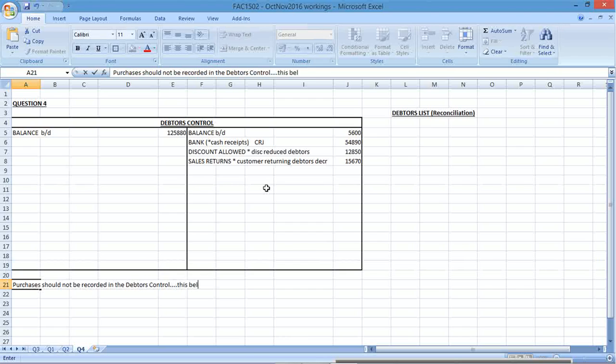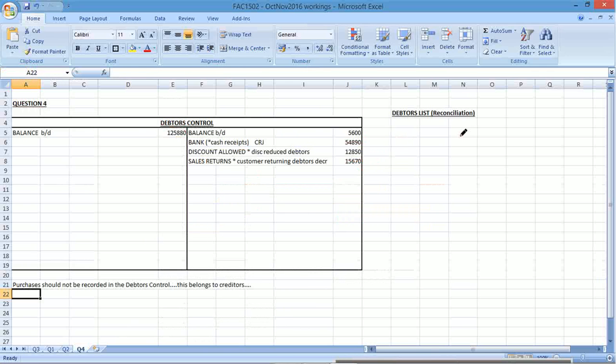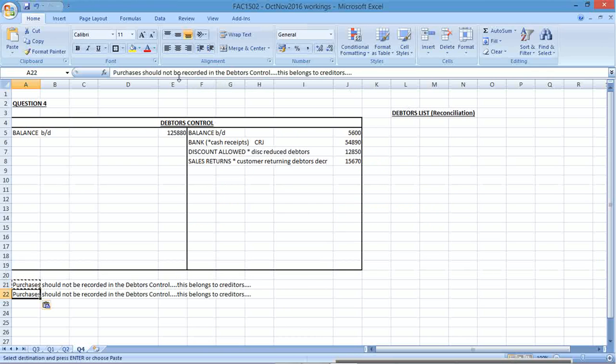This belongs to creditors. Whether they marked it or not, I don't know. But I'm not going to put this. That's wrong completely. Same thing here. Purchase returns, also out. Bad. Purchase returns should not go into the debtors.